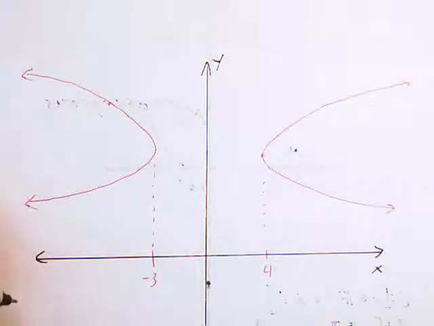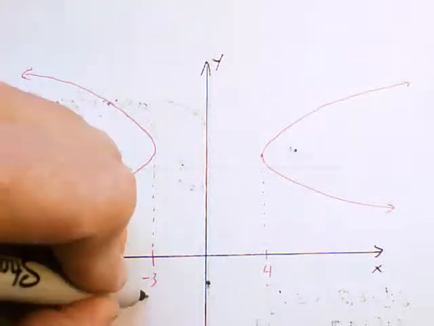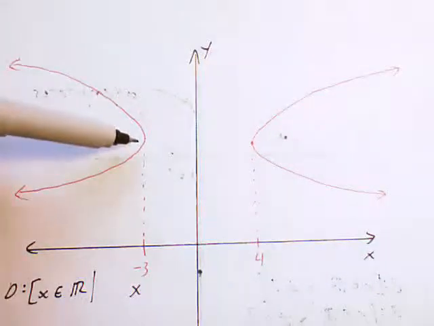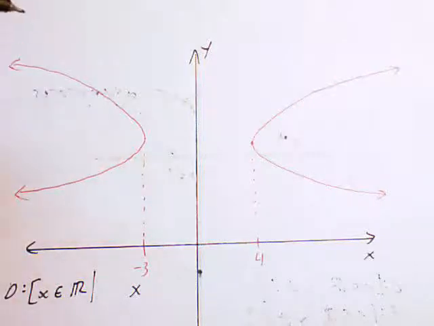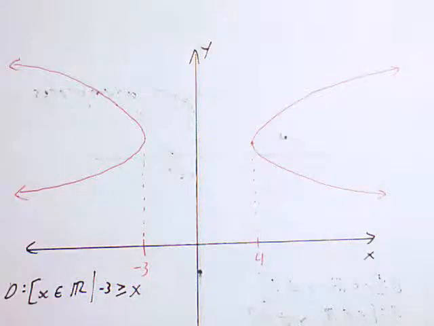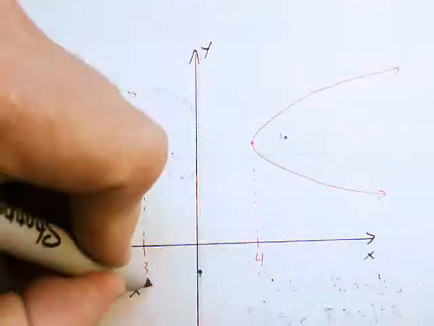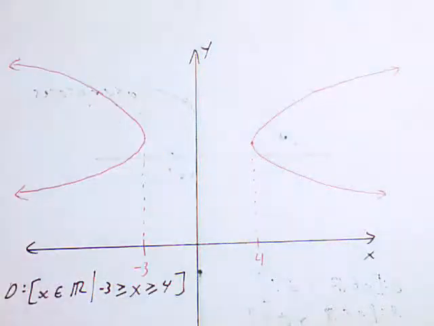So I'm going to say my domain, so in this case I'm going to say x is less than or equal to -3. It can be anything out here. So x is less than or equal to -3, and it's greater than or equal to 4. So reading from the inside out, x is less than or equal to -3, and x is greater than or equal to 4.